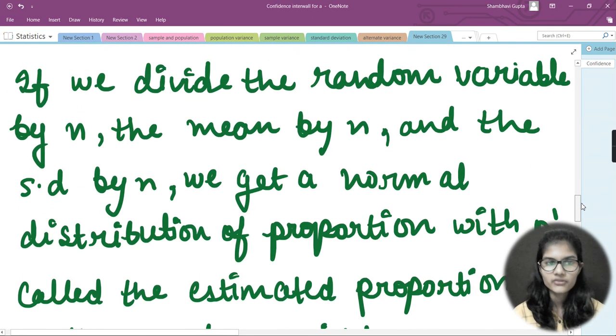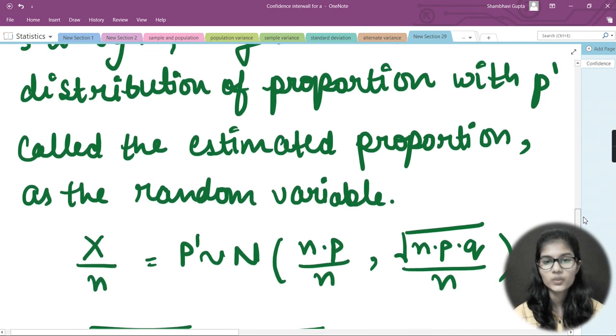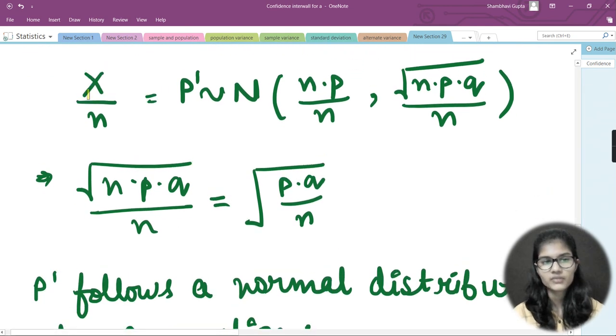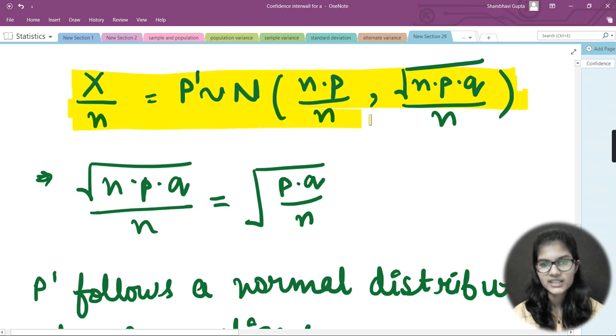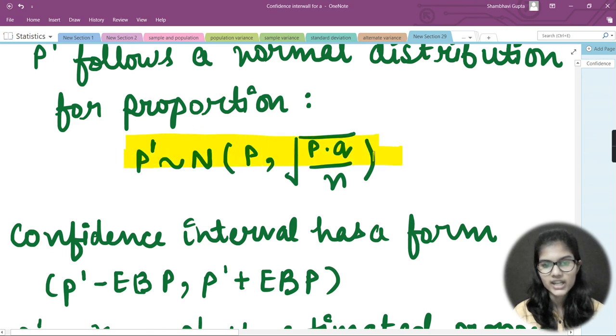Now if we divide the random variable by n, the mean by n, and the standard deviation by n, we get a normal distribution of proportion with p dash, which is called my estimated proportion as a random variable. So this is what I just said: if I divide the mean, the standard deviation and the x by n. Now if I simplify all of these things and come to a final place, this is the final formula which I can find using some simplification.